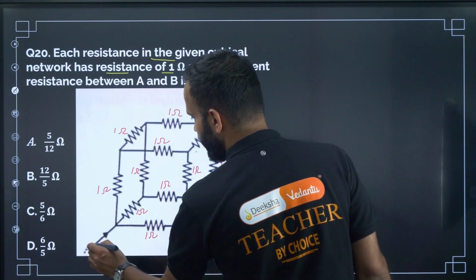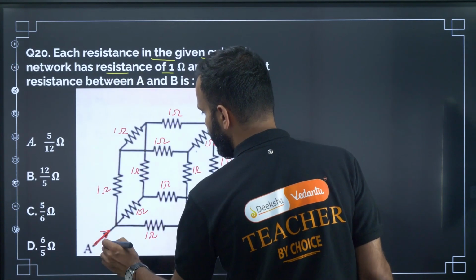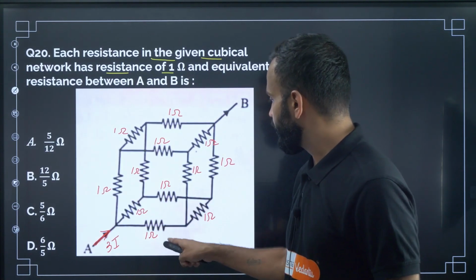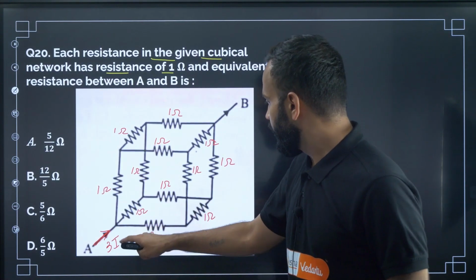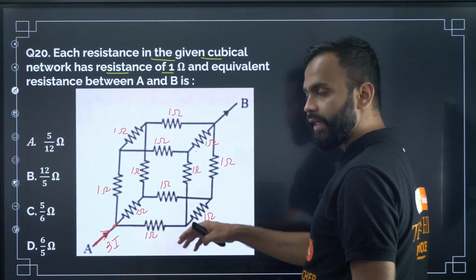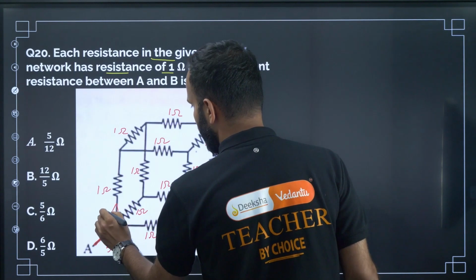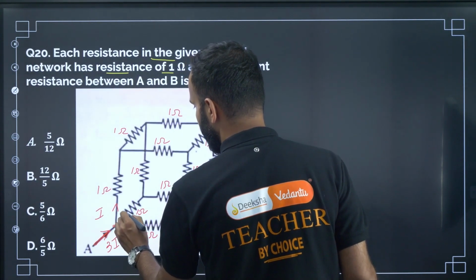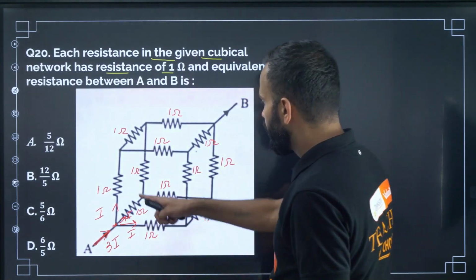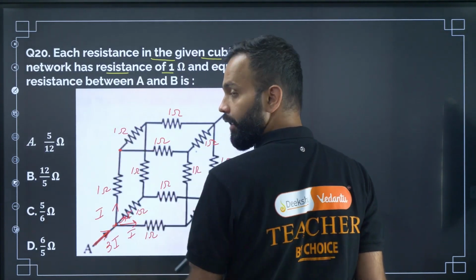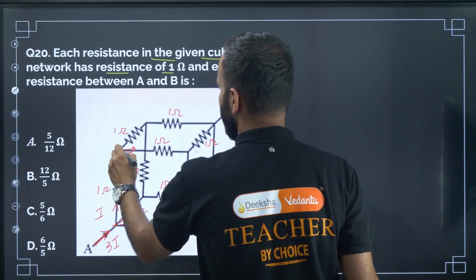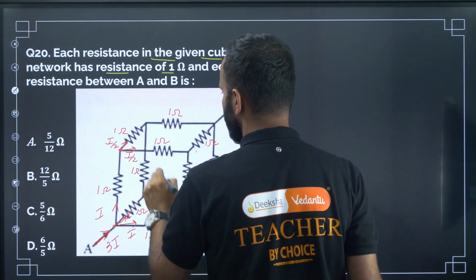So here the current entering this circuit is 3I. Here the resistances are same, 1 ohm, 1 ohm, 1 ohm, right? So at this point the current will divide equally, that is I ampere here and I ampere here. Now at this point again the current will divide equally. The current I ampere will divide equally, that is I by 2 here and I by 2 here, right?